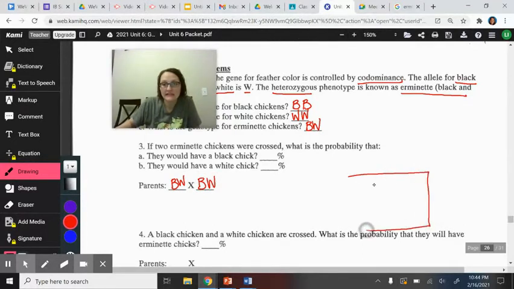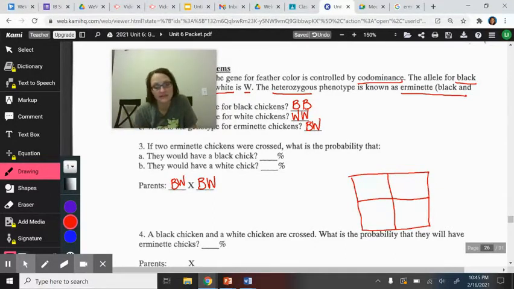Now I get asked a lot, how do you know? Because if they both use capital letters, and in our instance two different uppercase letters, how do you know if it's codominance or incomplete dominance? Basically my easy, quick answer is that you just have to read the problem, and the problem should always tell you if it's codominant or incomplete dominance, in the description of the question or the scenario.